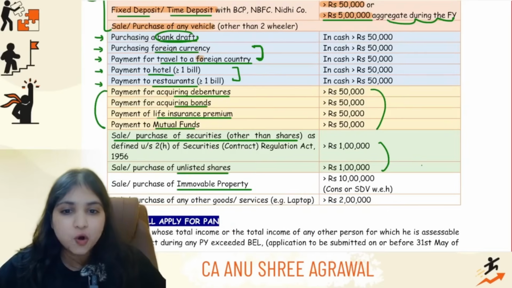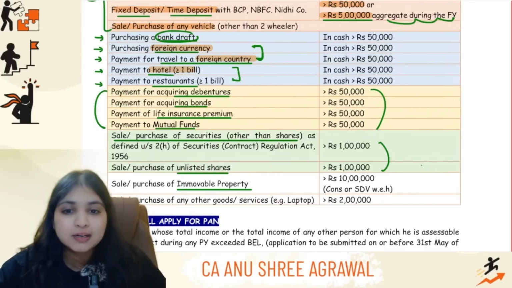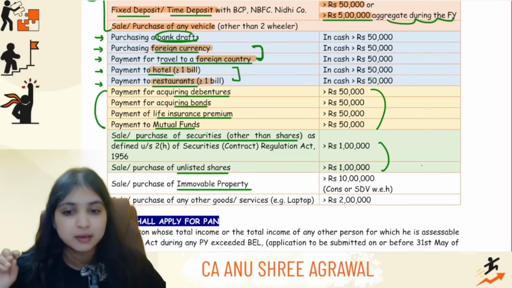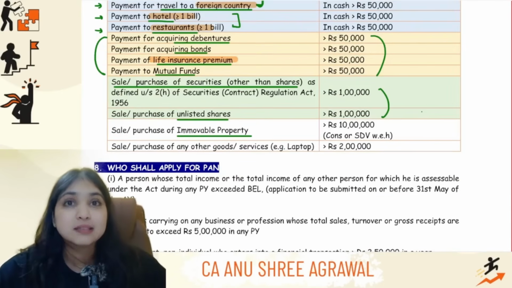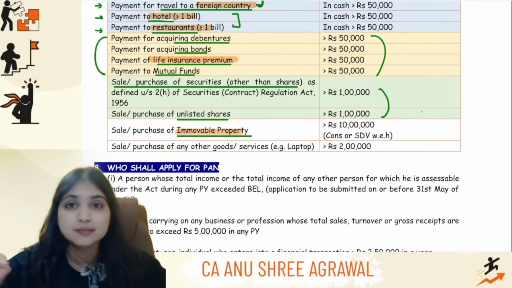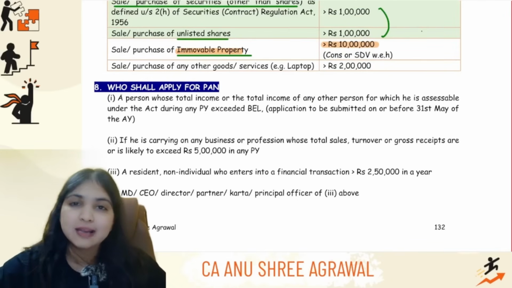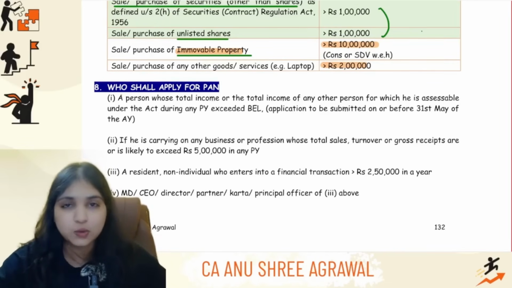Then after this, foreign currency and foreign travel points are important. More than 50,000 in cash, you will have to quote PAN. Hotel, restaurant, it's easy to remember. More than 50,000 in cash, you have to quote PAN. Then the next important point is life insurance premium. Life insurance premium more than 50,000, you will have to quote your PAN. And lastly, immovable property, guys. If the consideration or SDV, whichever is higher, is more than 10 lakhs, then you have to quote your PAN. All other goods and services, if more than 2 lakhs, then you have to quote your PAN.